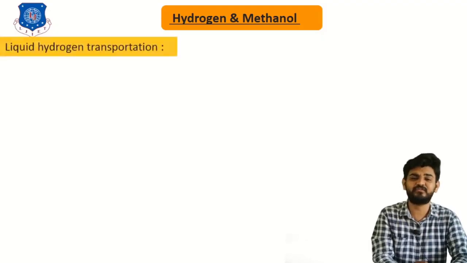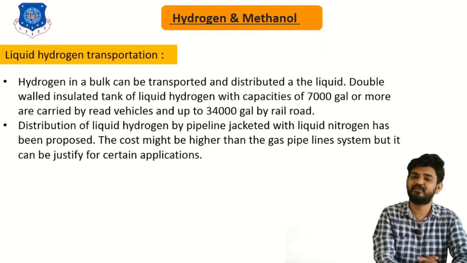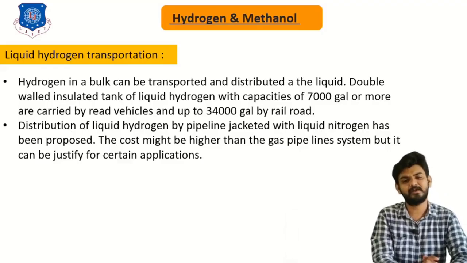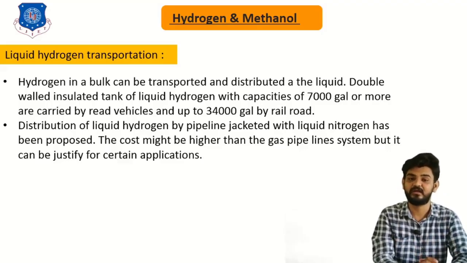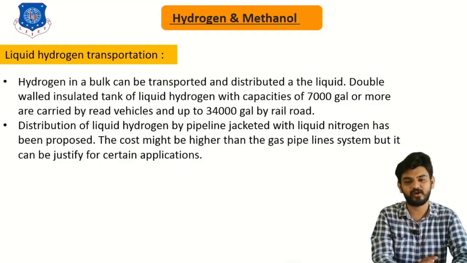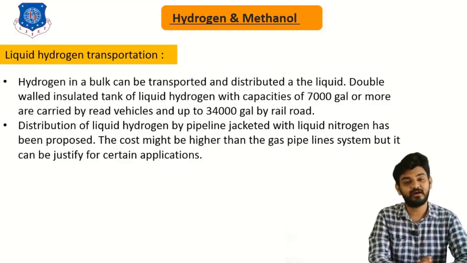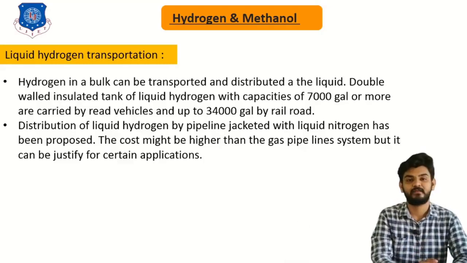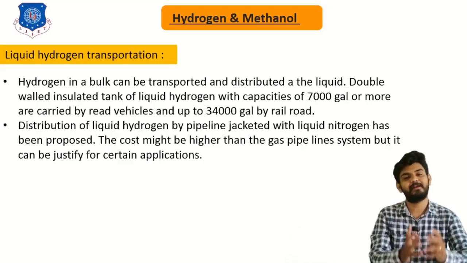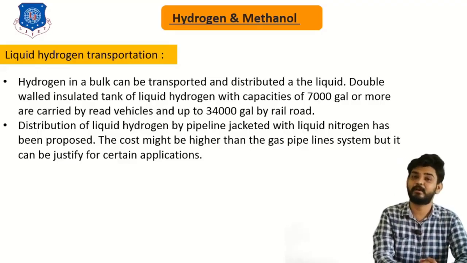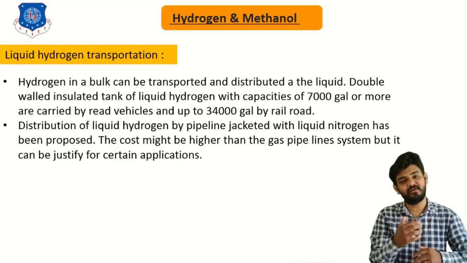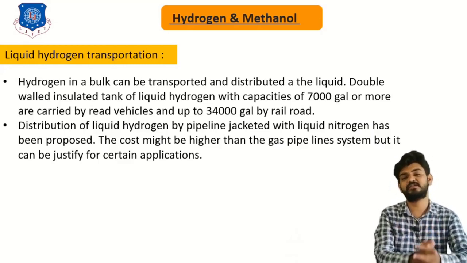Now let's see the next type of storage or transportation system, and that is liquid hydrogen transportation. The hydrogen in bulk can be transported and distributed as a liquid. The double wall insulated tanks of liquid hydrogen with capacity around 7,000 gallons or more are carried by road vehicle and up to 34,000 by railways. So basically liquid hydrogen around 7,000 is transported by road and around 34,000 is transported by rail. The distribution of liquid hydrogen by piping jacketed with nitrogen has been proposed. So we provide a jacket of liquid nitrogen so that we can insulate the heat of this liquid hydrogen.